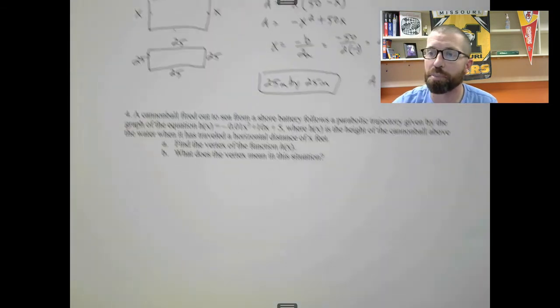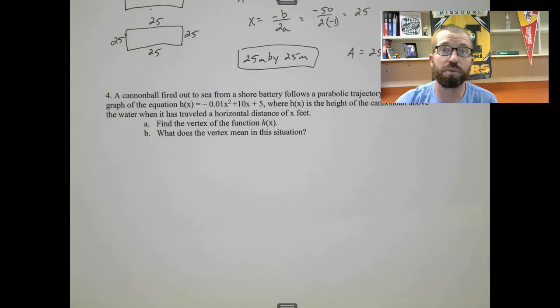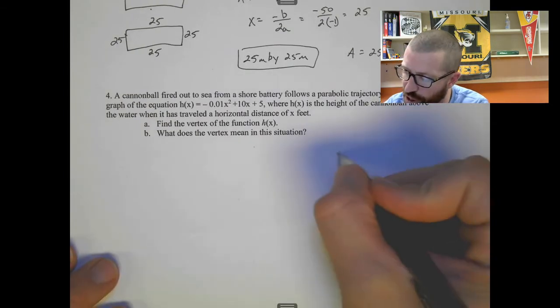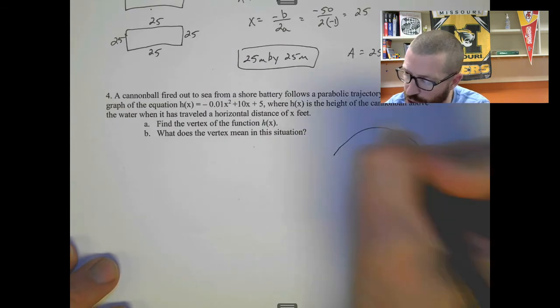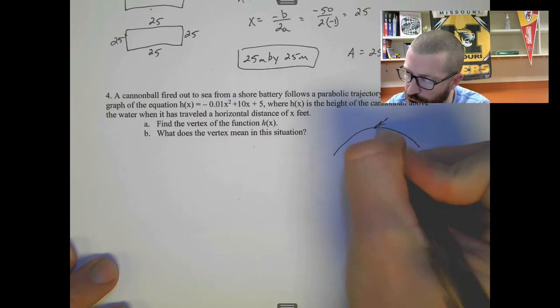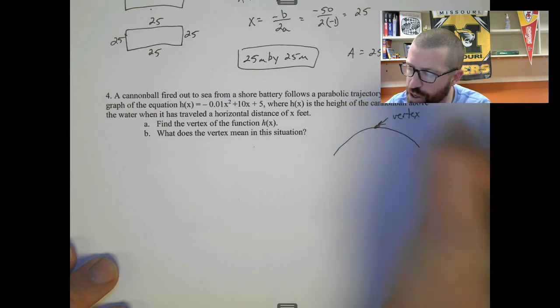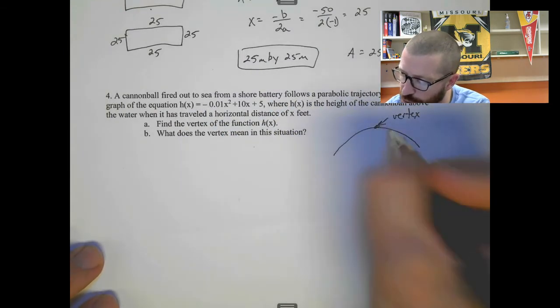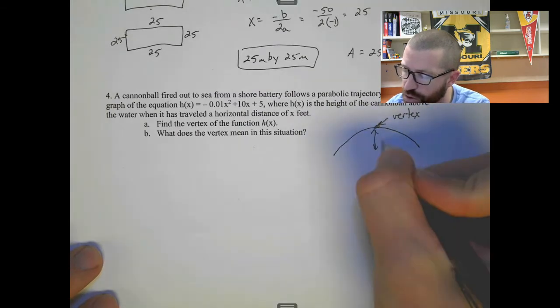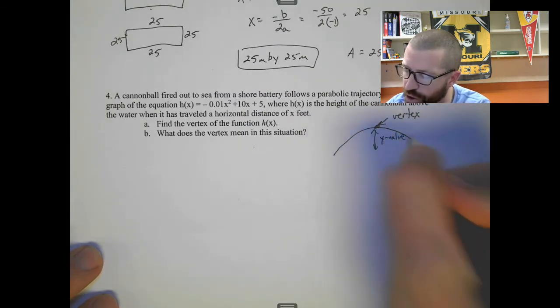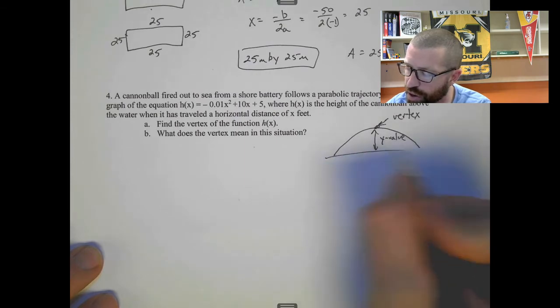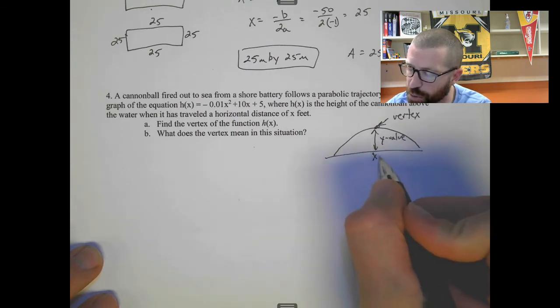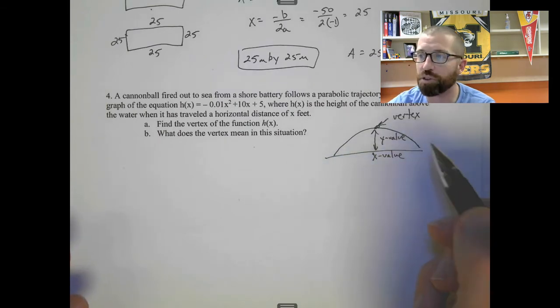Okay, another common application for quadratics is a projectile, so something flying through the air. You can think about this like a cannonball flying through the air. Then this vertex up here is going to give you the maximum height in this case, because we're modeling height. And so the maximum height is the y value, and how long it takes to get to that maximum height is the x value. So the x value is time, the y value is the maximum height.